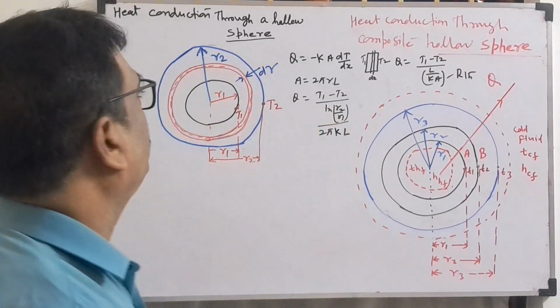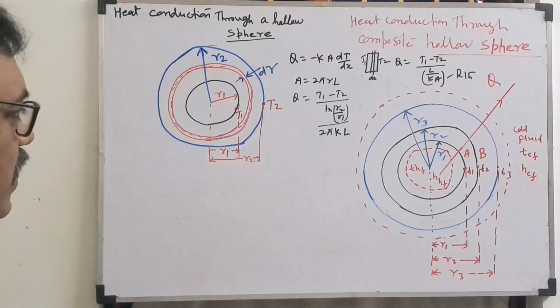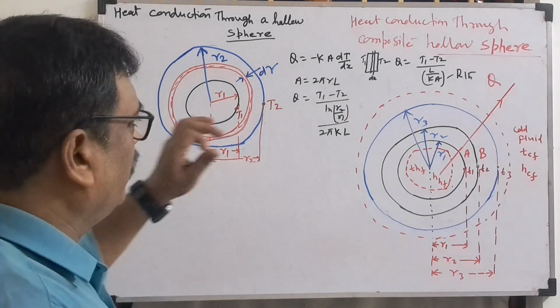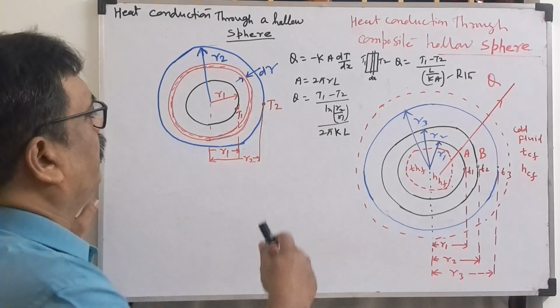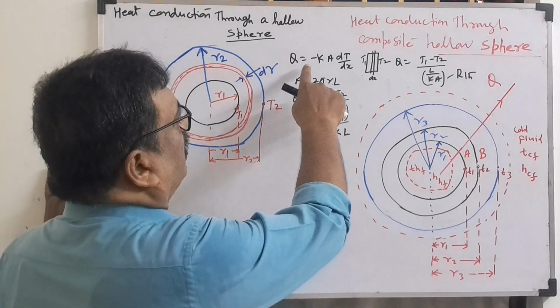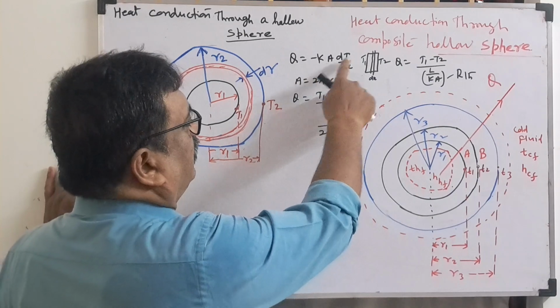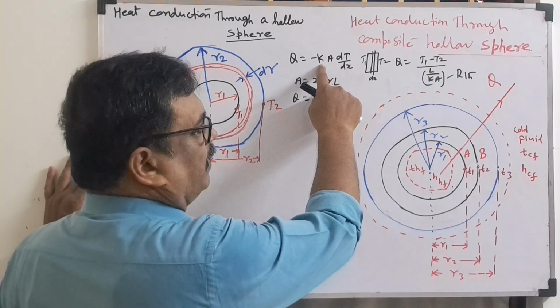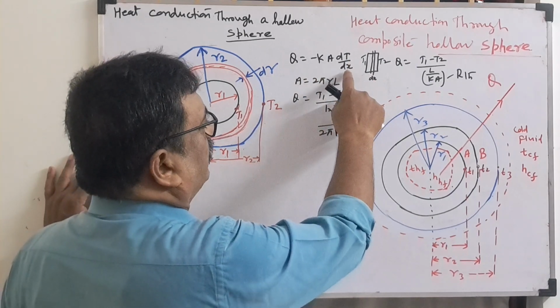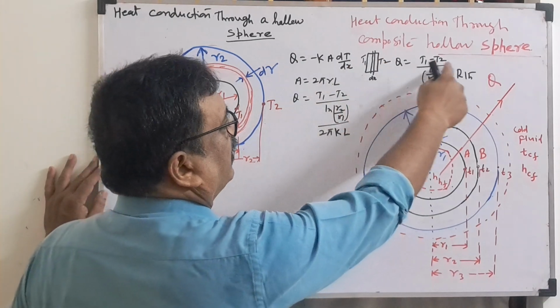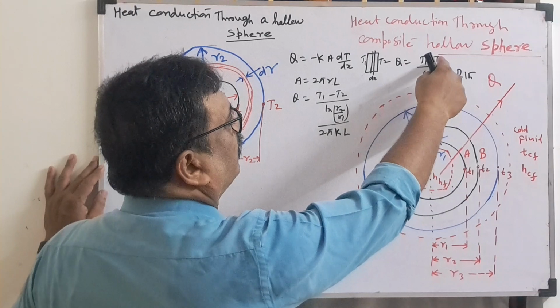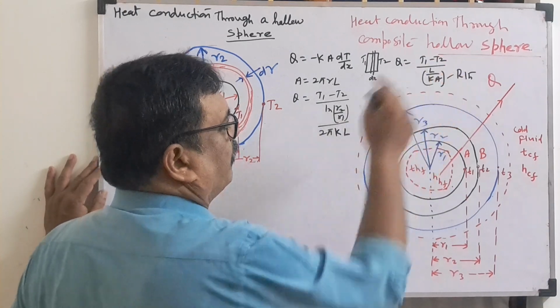Today our topic is heat conduction through a hollow sphere. Today we'll discuss how to get the formula. In the previous video, we discussed the Fourier law of heat conduction: Q equals K A dT by dx, where K is thermal conductivity, A is area, and dT by dx is temperature difference over distance. I have taken dx as the elemental thickness. So we get the heat flow as T1 minus T2, the overall temperature difference, divided by the thermal resistance.